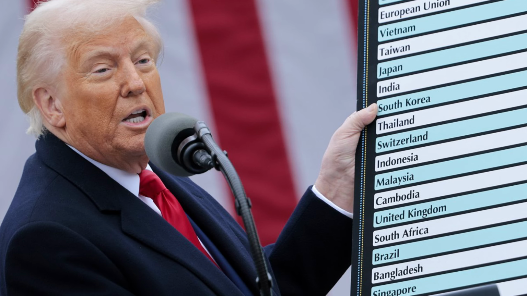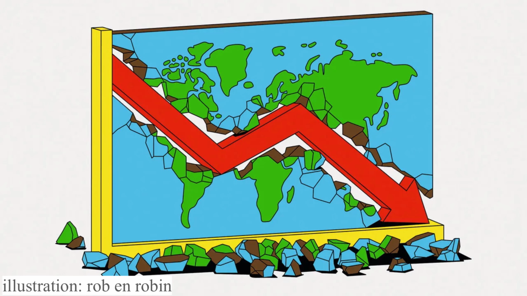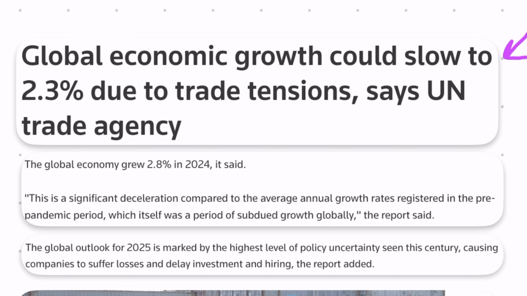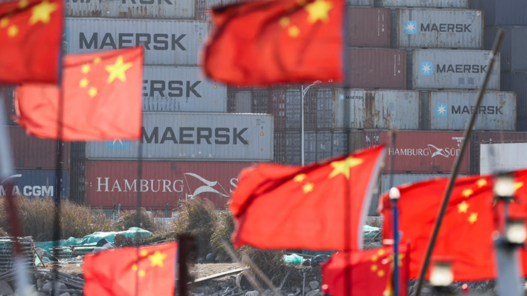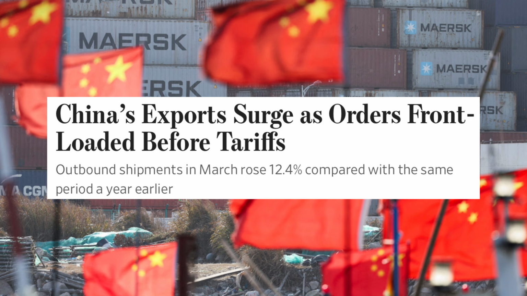And this is why the introduction of a whole new wave of tariffs is having a negative impact on projected global economic growth, with the UN predicting that global growth could slow to 2.3% versus 2.8% in 2024. But this impact does vary based on country, and it looks like one country that's going to be hit particularly hard is China.